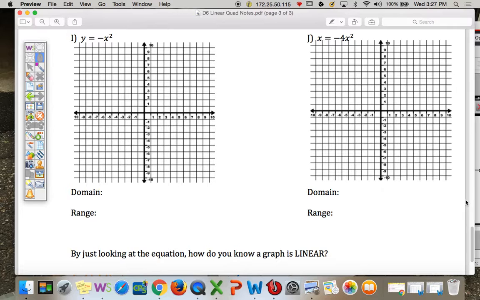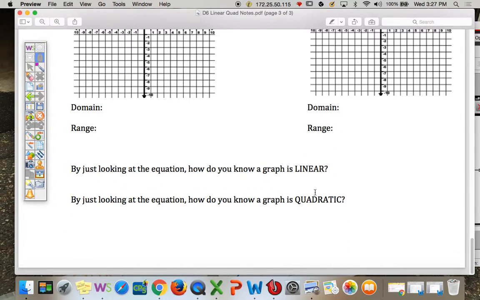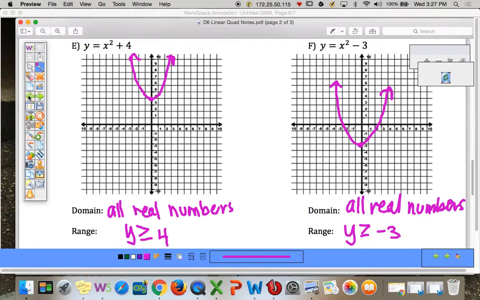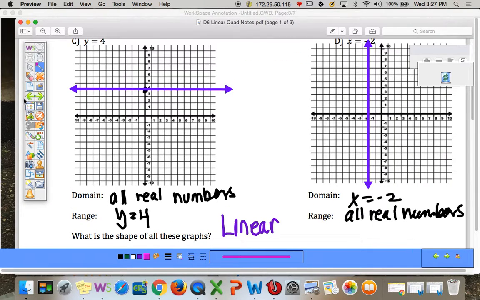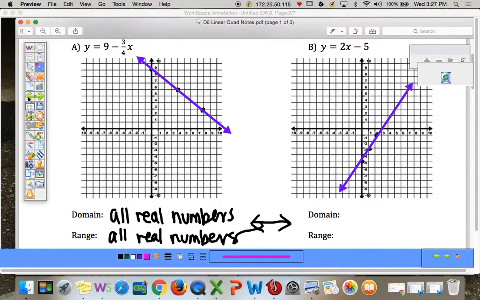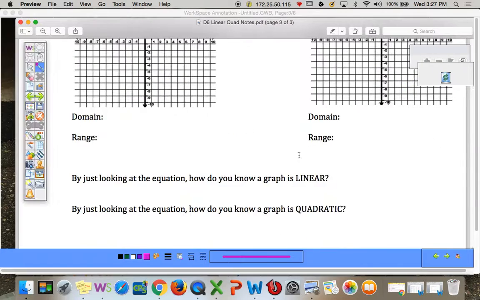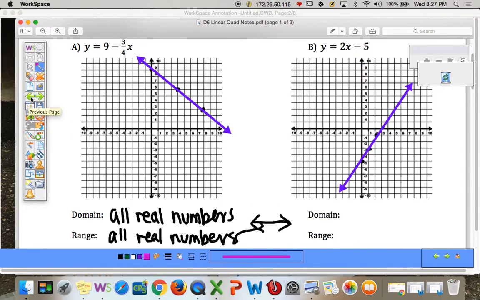By looking at the equation, how do you know if a graph is linear? So we knew it was linear if we just had an x by itself. So here these are linear, and they just had an x or a y by themselves. So if it's just x here, it's linear. So you can think y equals mx plus b. Quadratic is this other shape. It's called a parabola. It's a U-shaped graph.